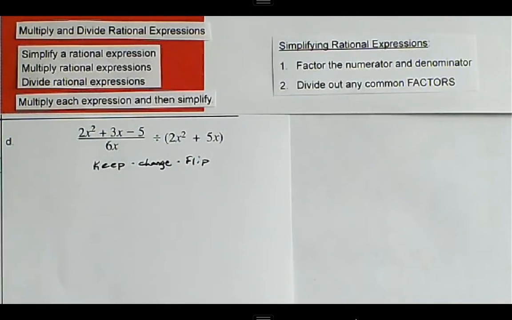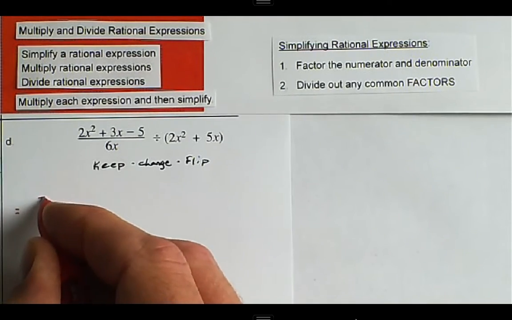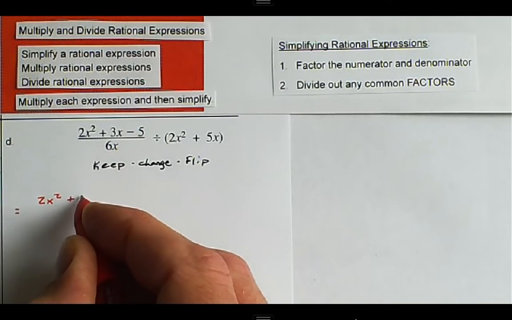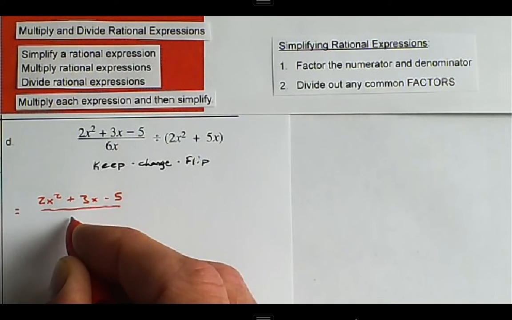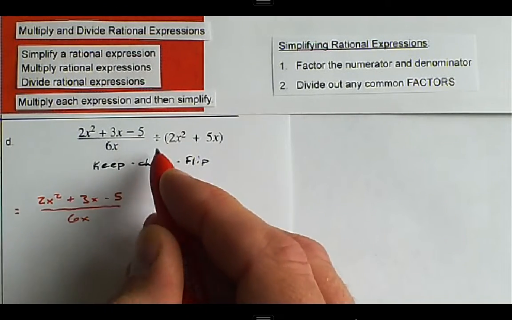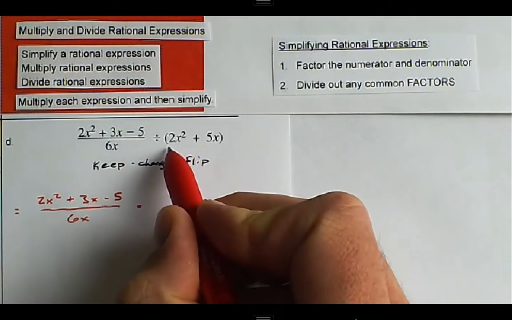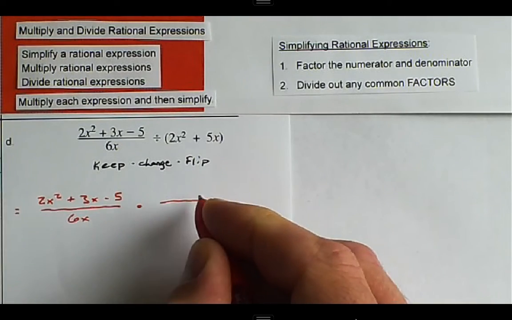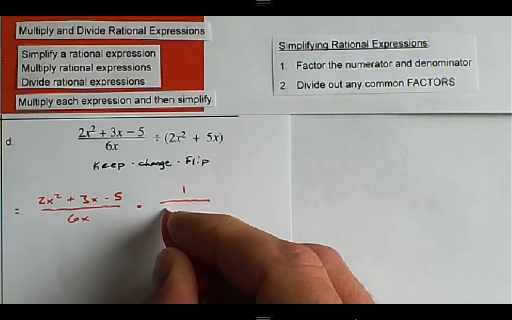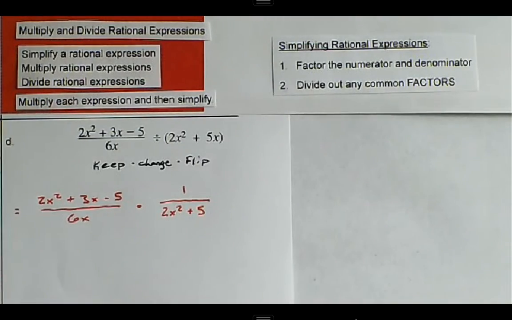Keep, change, flip. So when I write this down, we'll say keep, which is going to be 2x squared plus 3x minus 5, all divided by 6x. Change the sign. We're going to change that to multiplication and flip. Right now, this is 2x squared plus 5x all over 1. So we're going to change that, and we're going to put the 1 in the numerator. And then we're going to put the 2x squared plus 5x in the denominator. So we have it set up back to multiplication.